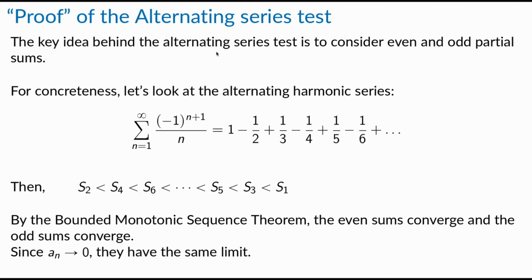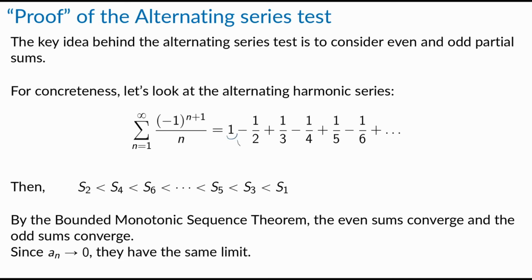So the key idea behind the alternating series test is to consider the even and the odd partial sums. Just to make this concrete, I'm going to look at the alternating harmonic series, which we know converges by the alternating series test. We're going to look at even sums and odd sums. Let's start with the odd sums. We can add up one term in the series. That's just S1.